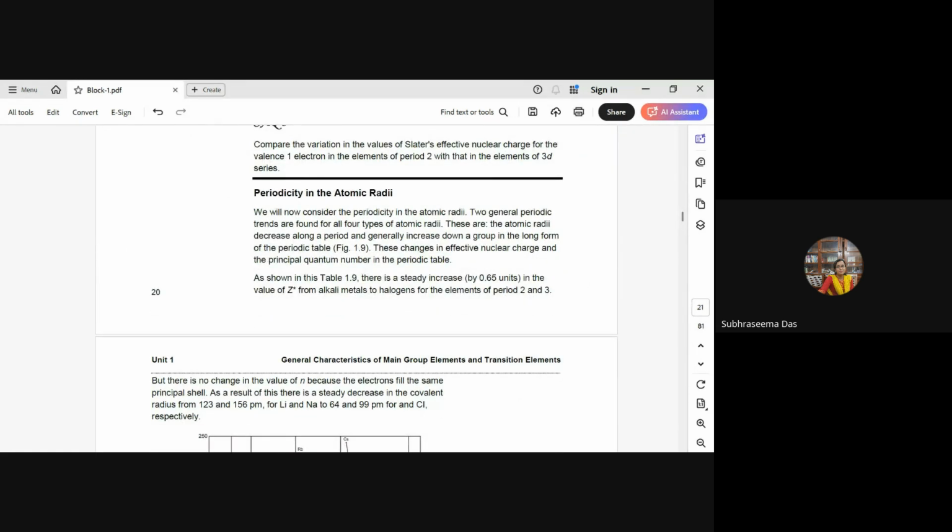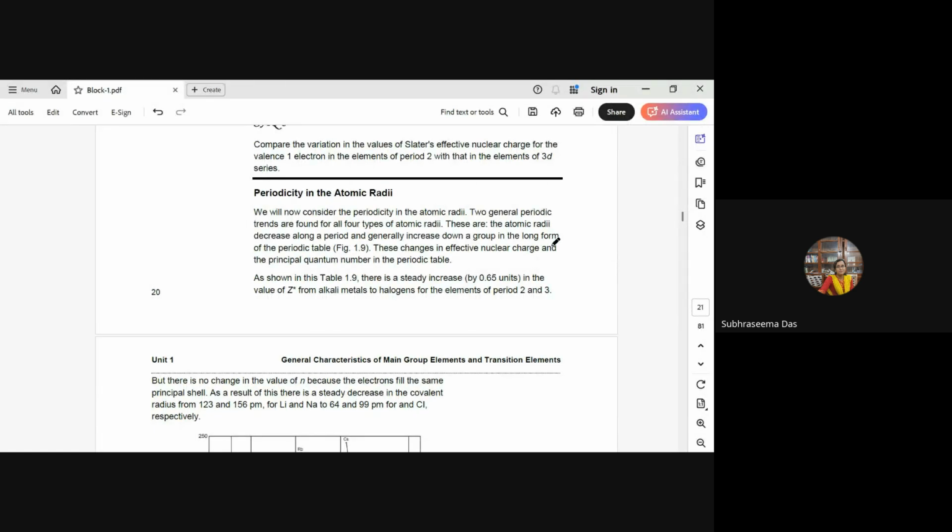Now coming to periodicity in atomic radii. We were talking about the general trends in atomic radii, and we have talked about the variation of atomic radii down a group. Now we will consider the periodicity in atomic radii. Two general periodic trends are found for all types of atomic radii. The atomic radius decreases along a period, and it increases down the group. This is a general observation.